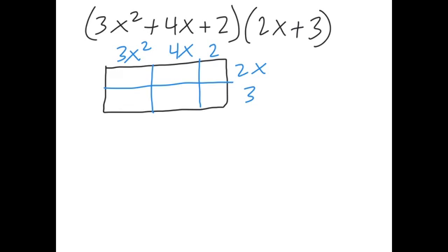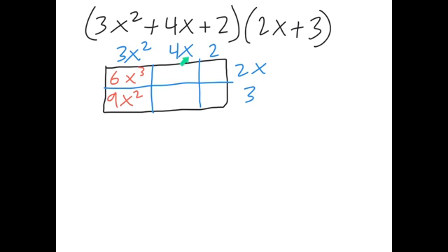So 3x squared times 2x. This is what we just did with multiplying monomials. Multiply the numbers first. So 3 times 2 is 6. And then x squared times x. Add the exponents. 2 plus 1 is 3. So x cubed. Then 3x squared times 3 will give us 9x squared.